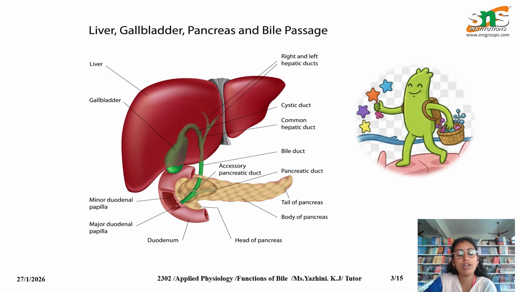By this diagram, we can understand where the gallbladder, pancreas and liver are situated, and the right and left hepatic ducts, and where the common hepatic duct is, because the secretion and production happen in the liver and the bile is stored in the gallbladder, and released again when necessary. So we have to know the passage.